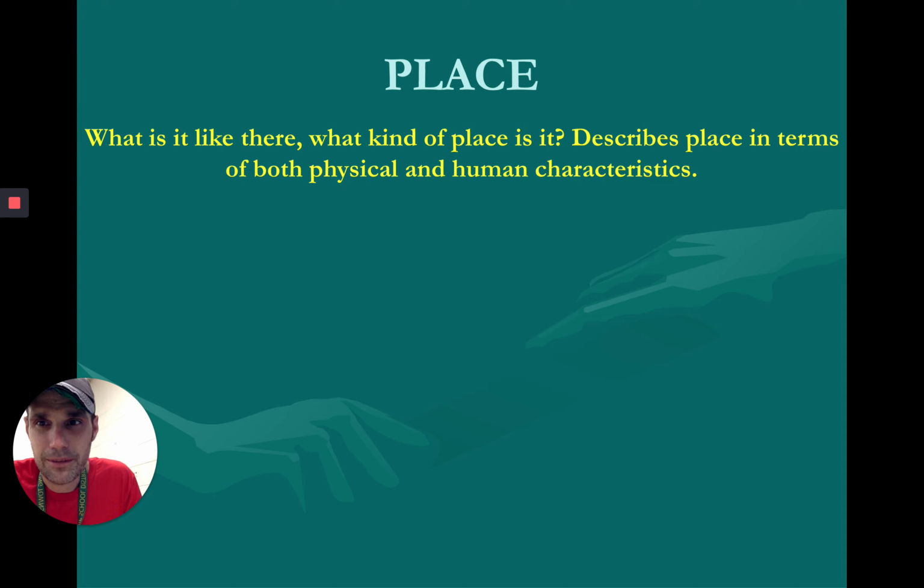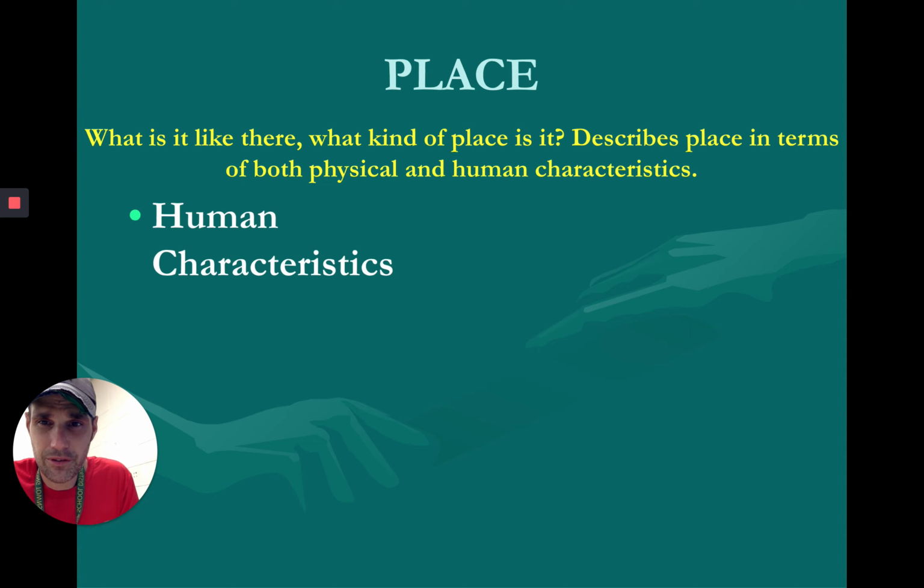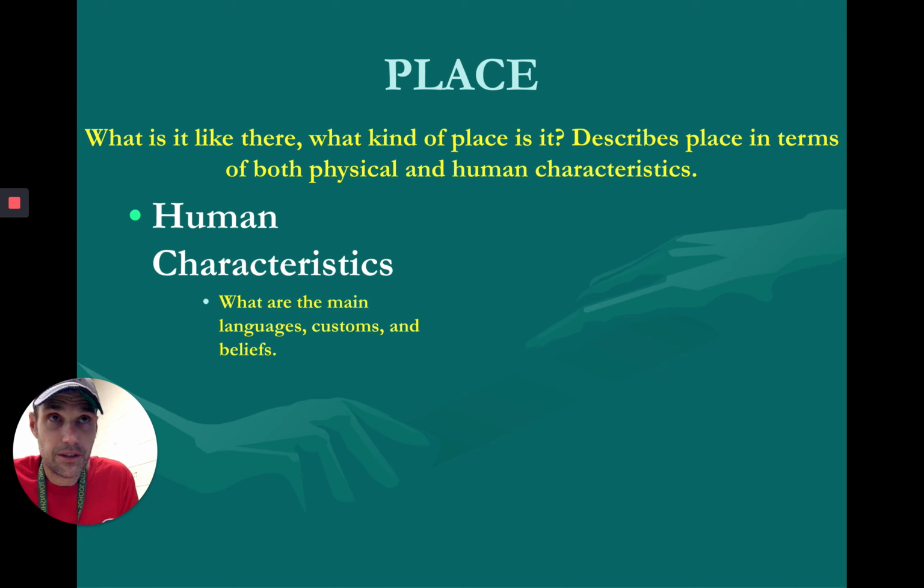A place. Well, a place is what it's like there. What kind of place is it? It describes a place in terms of both the physical and human characteristics. And you can guess it. Well, the human characteristics are what are the main languages, the customs, and the beliefs that the people of that area follow. So, for instance, we look at Shaman. The main language here is English. The customs here are very Americanized, and our beliefs are relatively the same. Although we do have different beliefs and belief systems, our beliefs on our government and our nation and everything else are relatively the same.